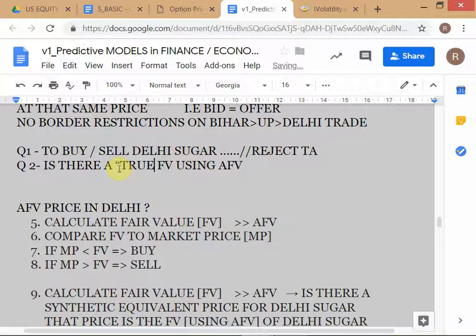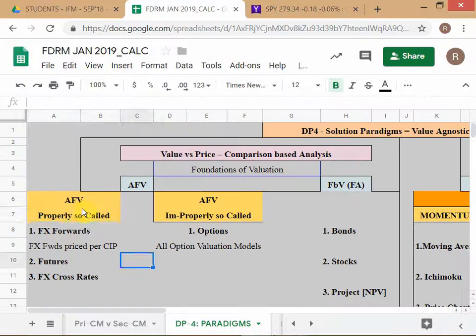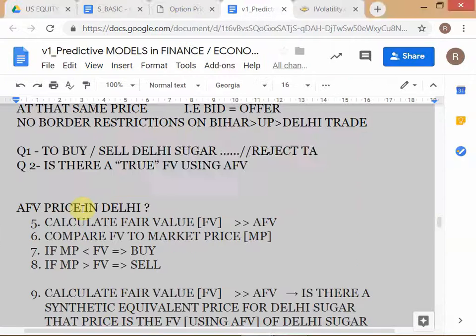True is a short form I'm using for this. I've given you 2 types of AFV. One is properly so-called, this is true AFV, and the other you can just call false AFV for short, because we don't want to use such a big term, improperly so-called. I borrowed this from John Austin and legal positivism, but we don't need to worry about that. Let's make it false AFV and true AFV. So now the first question is, can we compute a true fair value using AFV?